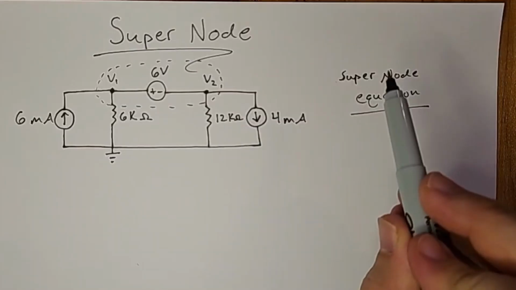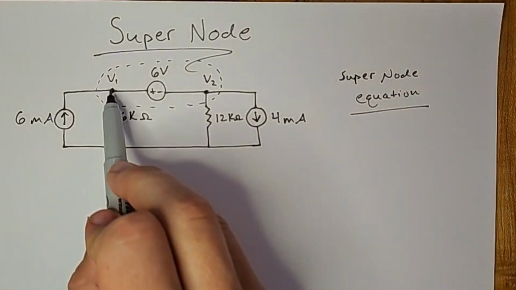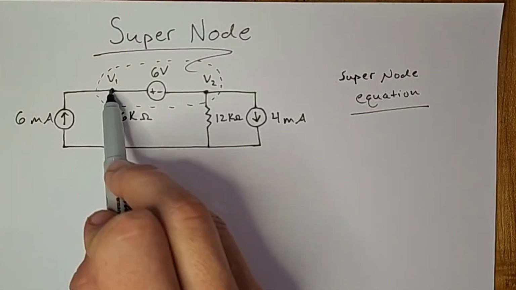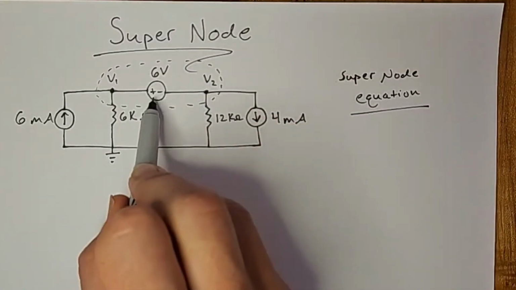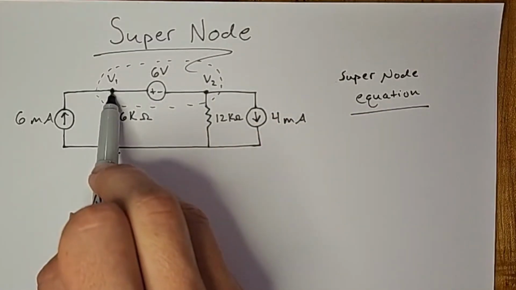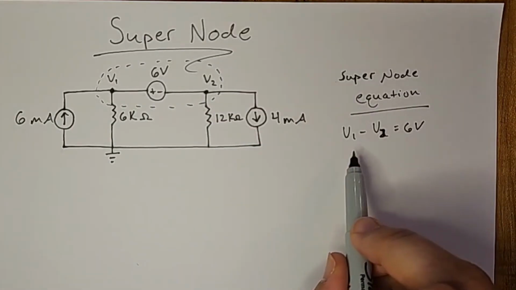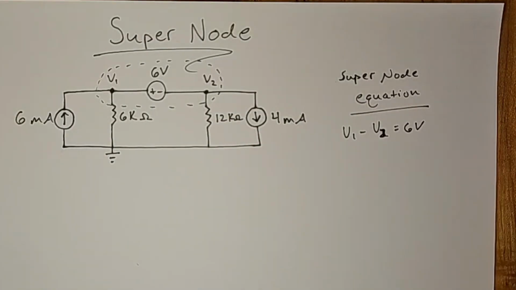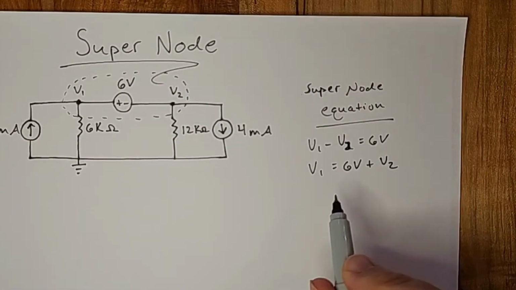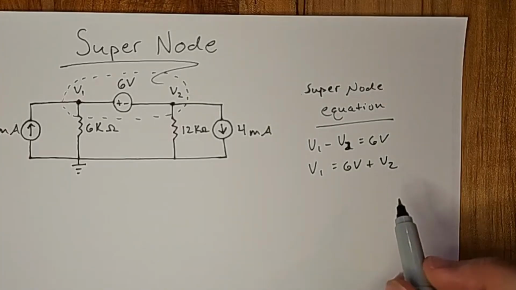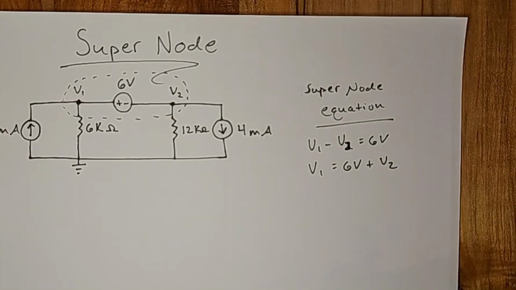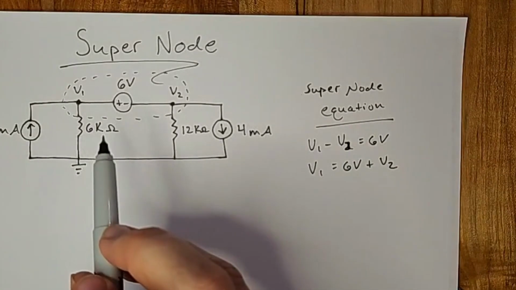So what's our supernode equation? Well, we're going to use these values and the fact that we know the voltage between them. We can see here, we got positive here, negative there. We're going to do V1 minus V2 is going to have a difference of 6 volts. So V1 minus V2 equals 6 volts. Let's rearrange that a little bit. Now we have V1 equals 6 volts plus V2. So there's equation 1. Now we're just going to do a single KCL equation.